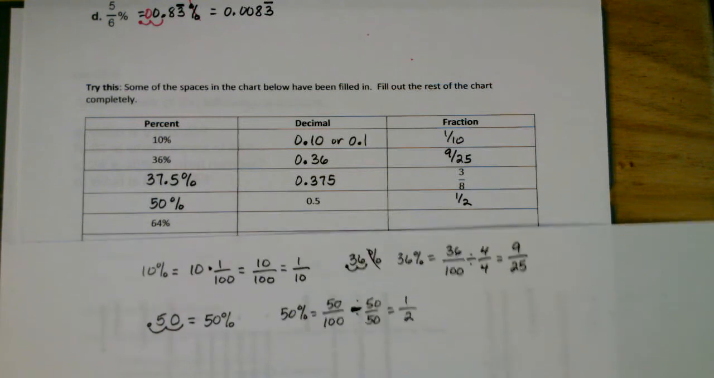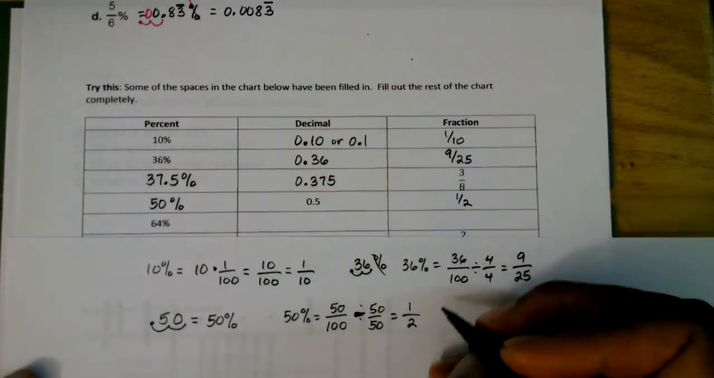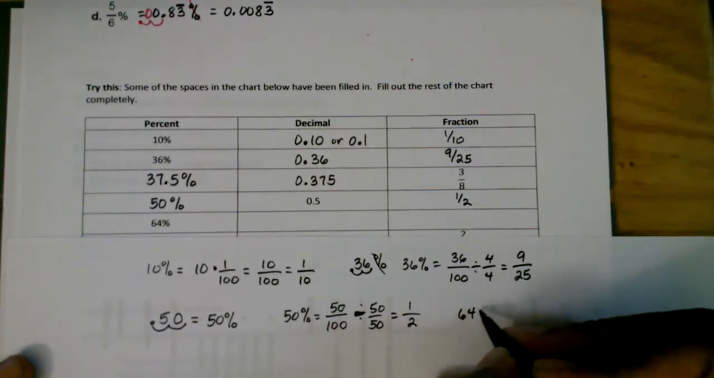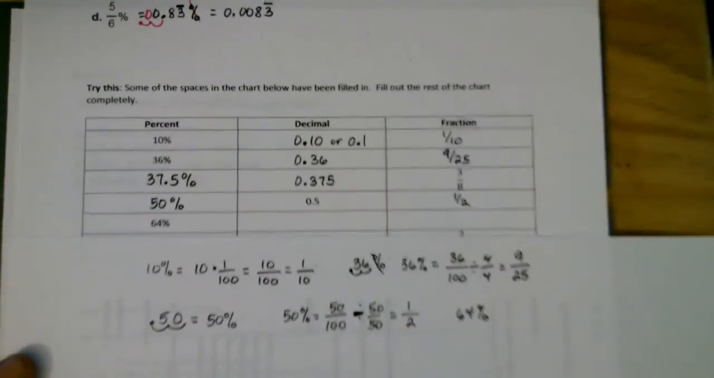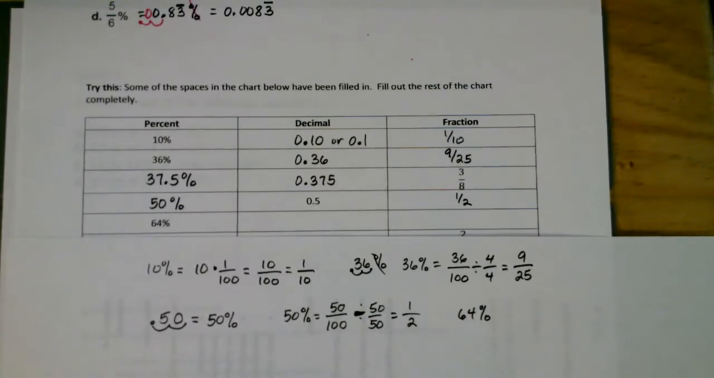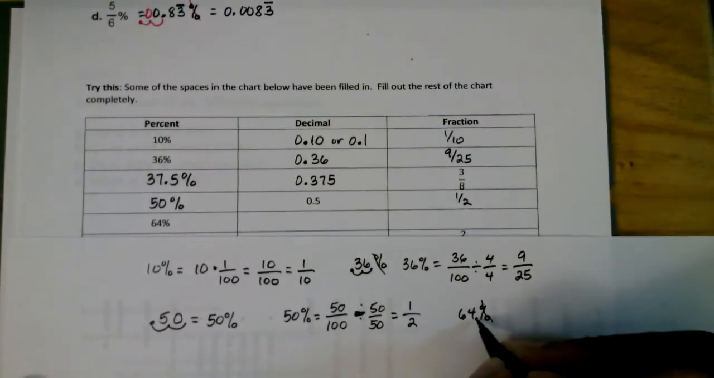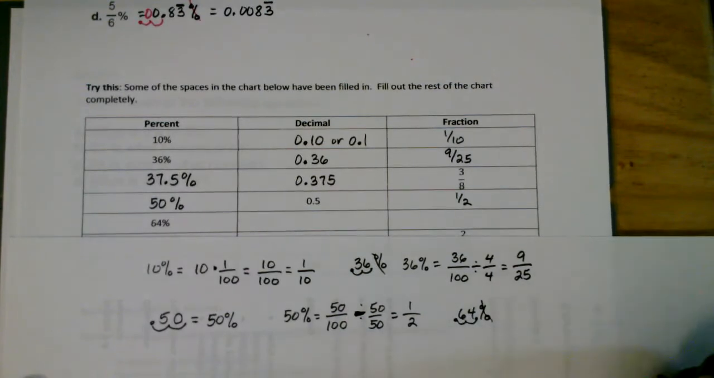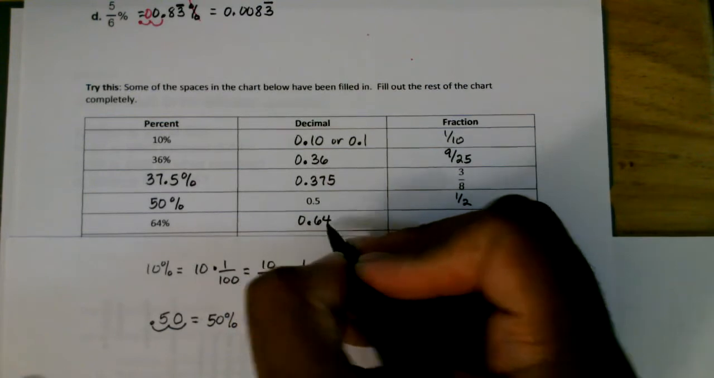Okay. All right, 64% as a decimal and as a fraction. Well, for 64%, we drop the percent sign and move the decimal point 2 places to the left. So it's in front of the 6, so it'll be 0.64.